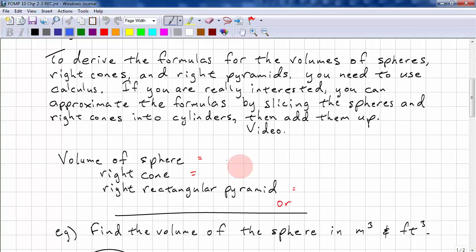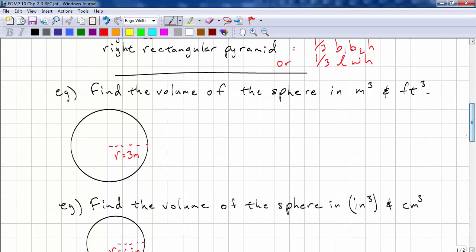The formula for the volume of a sphere is 4/3 pi r cubed. The volume of a right cone is 1/3 pi r squared h. And for a right rectangular pyramid, we have 1/3 base 1 base 2 times height, or you can choose to do 1/3 length, width, height. So let's go through some examples.